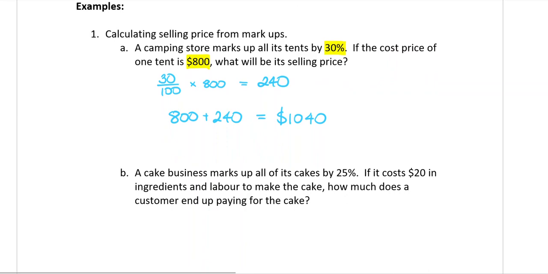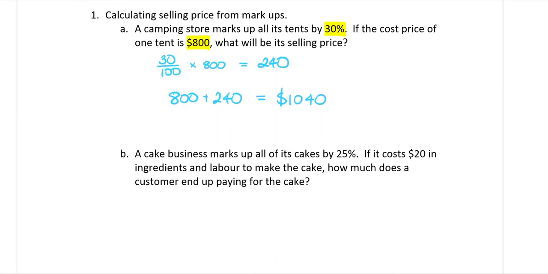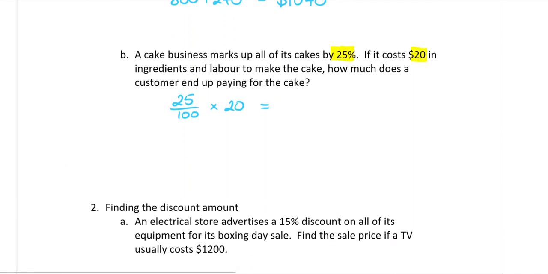Okay, let's do another one that's very, very similar. Question B. A cake business marks up all of its cakes by 25%. If it costs $20 in ingredients and labor to make the cake, how much does a customer end up paying? Again, it's an increasing question. So we find 25%, 25 over 100, and times it by the $20. Can we calculate that, please? Yeah, it's $5.